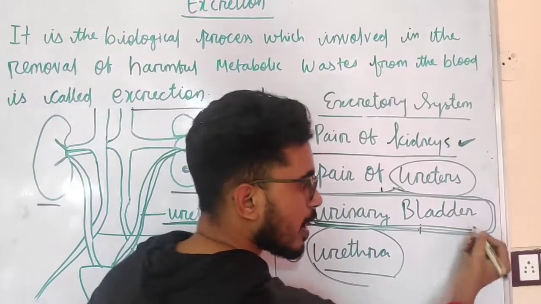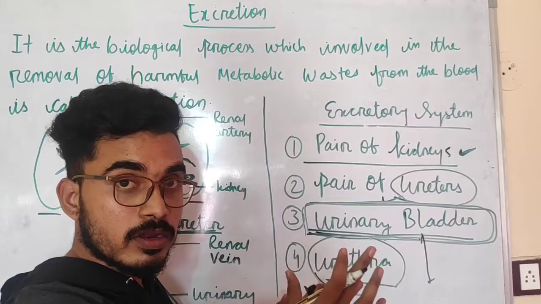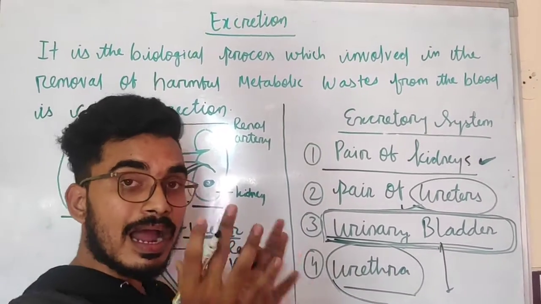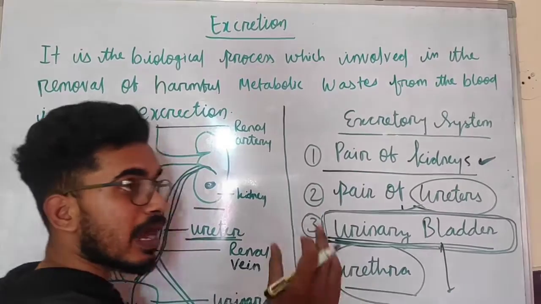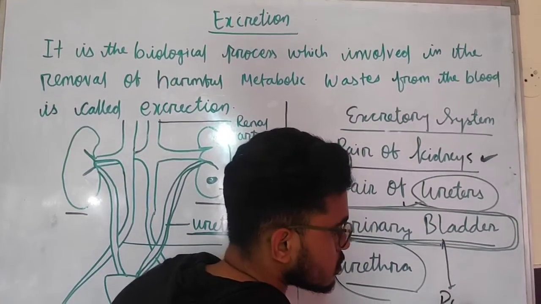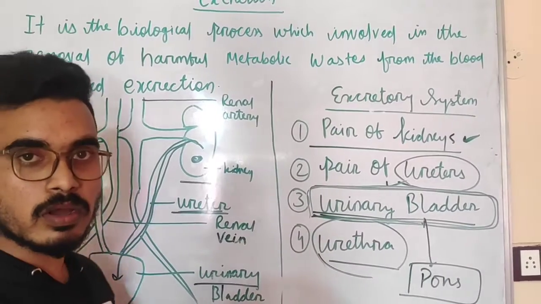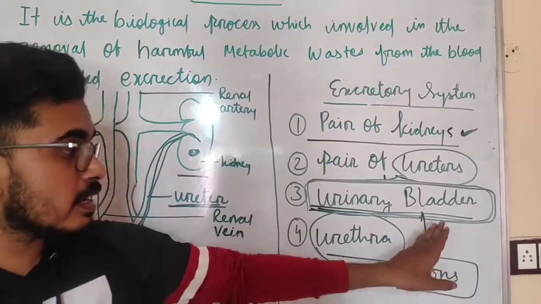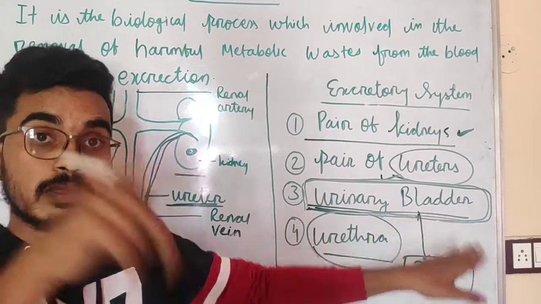This urinary bladder is connected to the brain. Which portion of the brain? That is the hind brain. It is connected to the hind brain, right? In the hind brain, 3 parts are there. It is connected to the pons. Pons is a part of the hind brain. As a result, this process is regulated by the brain.